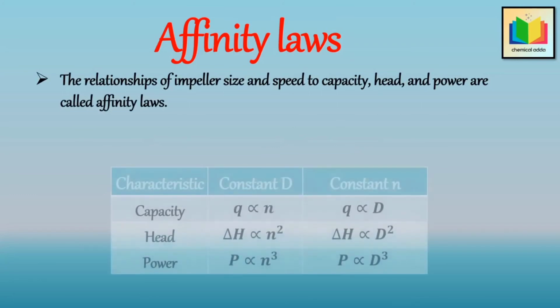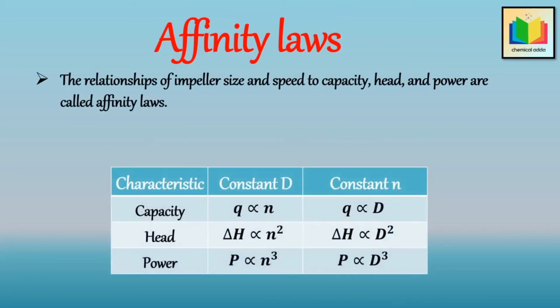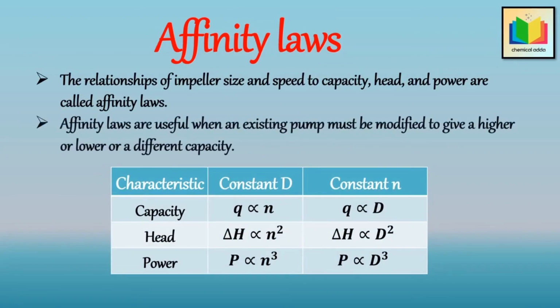So table shows the affinity laws for the pump, where D is the diameter of the pump and N is the impeller speed. So these affinity laws are useful when an existing pump must be modified to give a higher or lower or different capacity. Then changing the impeller size or speed is often less expensive than buying a new pump. So that's all about the characteristic curve of pump and affinity laws.